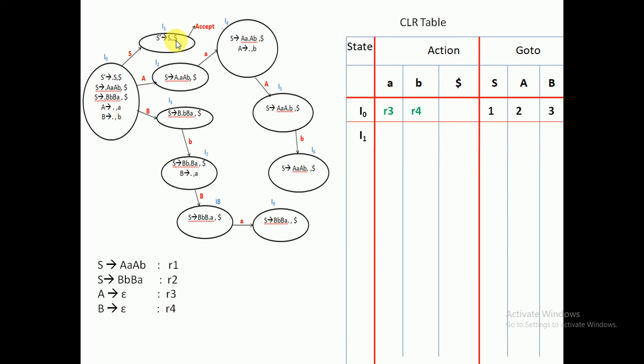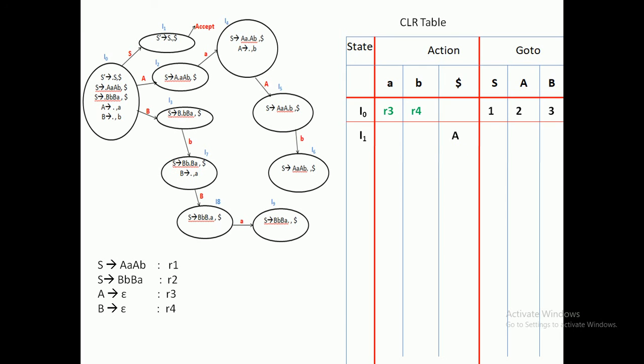So in the locate, the lookahead is a dollar. In this state, we need to write the reduced number, but that is the augmented production. For the augmented production, we have not defined any reduced number. So simply we can say it is an accept statement, an accept state. So we need to write it as an accept state.